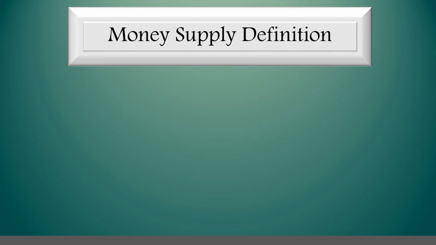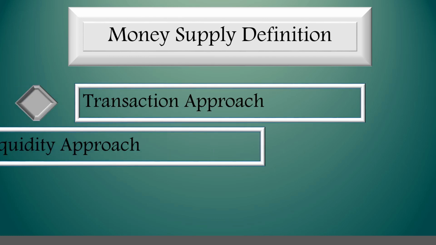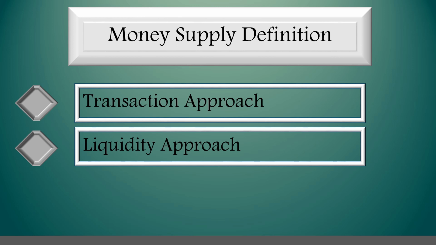Economists use two approaches in defining the money supply: transaction and the liquidity. In transaction approach, they emphasize the money's function as a medium of exchange. Only a few assets possess this property. If the economists use the liquidity approach, they take all the assets, rank them by liquidity, and include only liquid assets in the money supply.